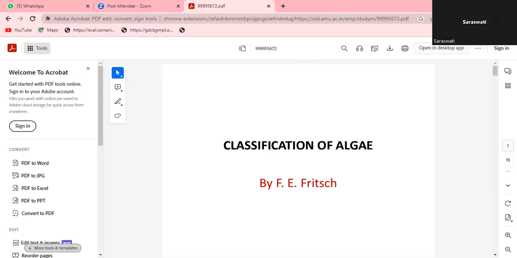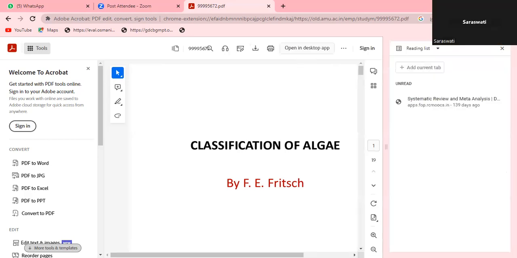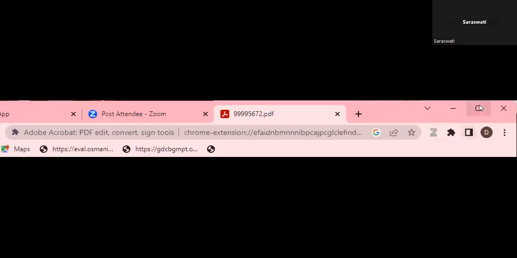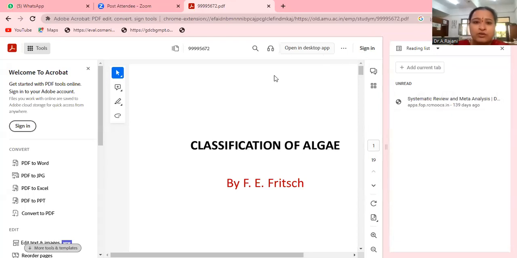What was yesterday's class? General characters of algae. Algae general account, habitat, thallus. Yes or no? These all things are completed. Today, I'll start the class on classification of algae. Here, you can observe what the classification is, how algae are classified. These are the things we have to study.